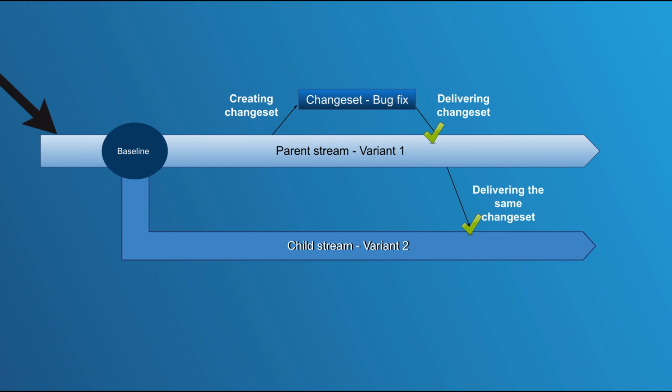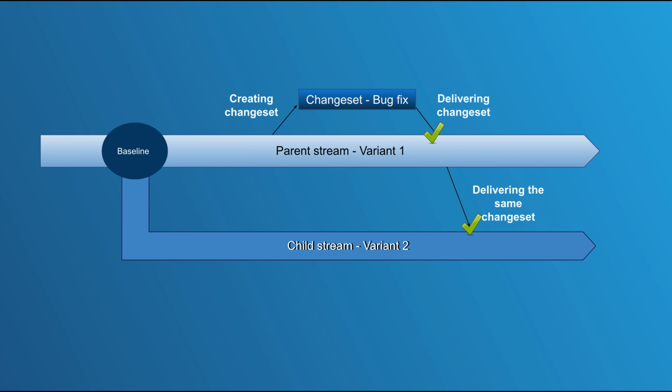We have this parent stream, variant 1, where we created a changeset to fix the bug. So we made appropriate changes, and then we delivered this changeset. Also, we can use the same changeset and deliver it to child stream variant 2. So this changeset was use case specific, it grouped all necessary changes to fix this bug, and we can reuse this one changeset in other streams, other variants.